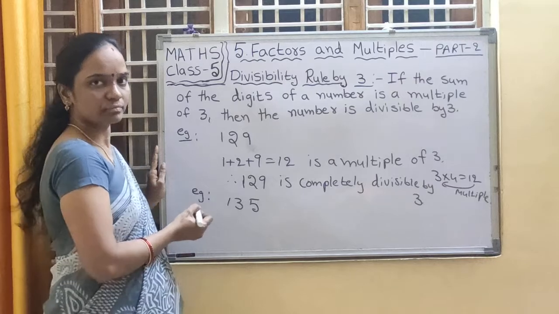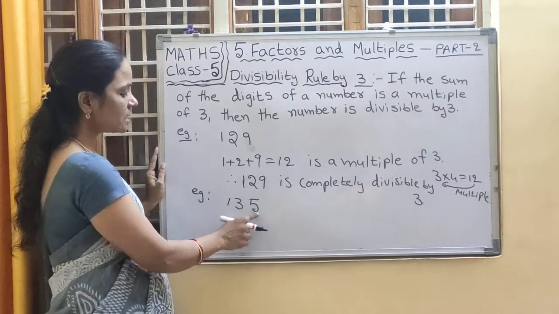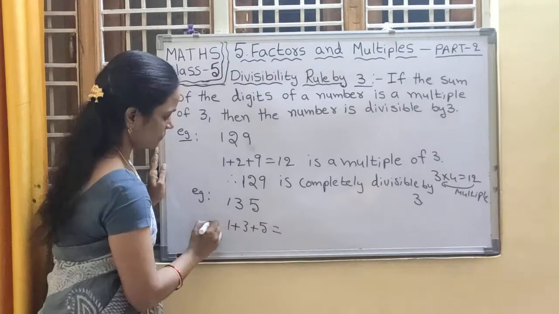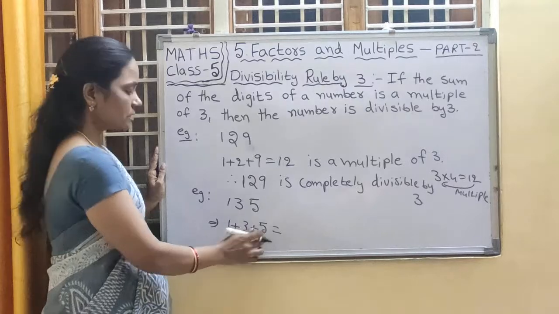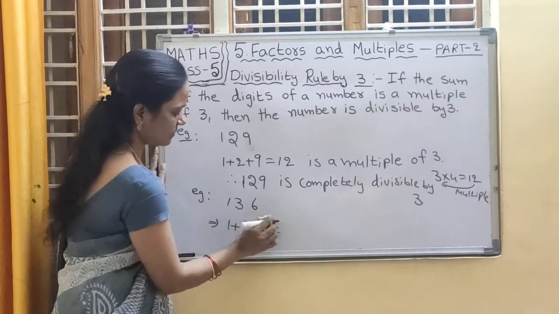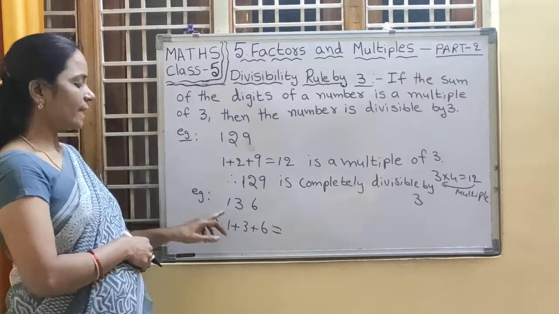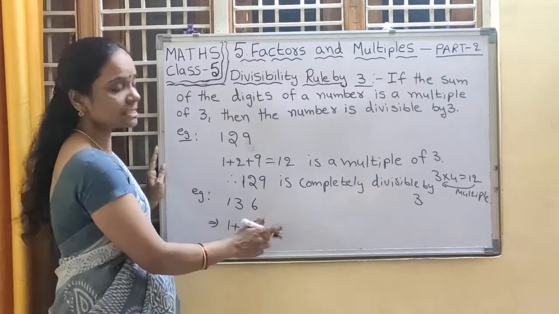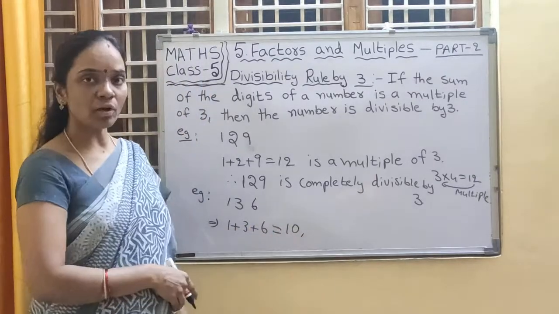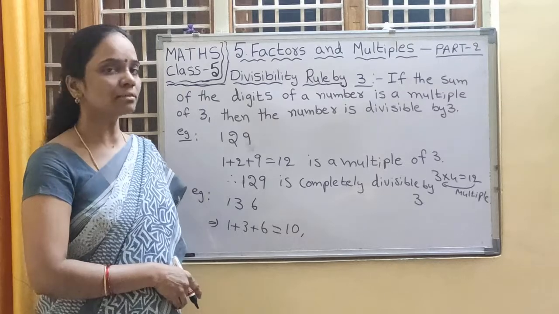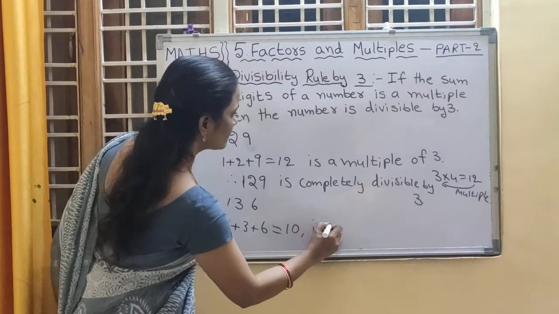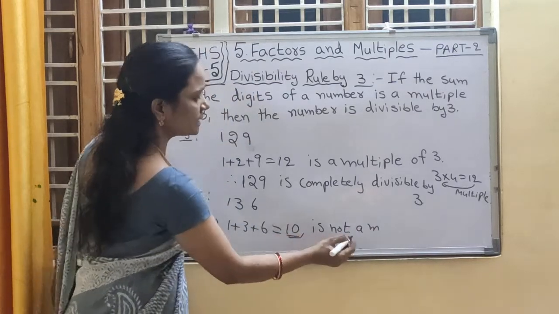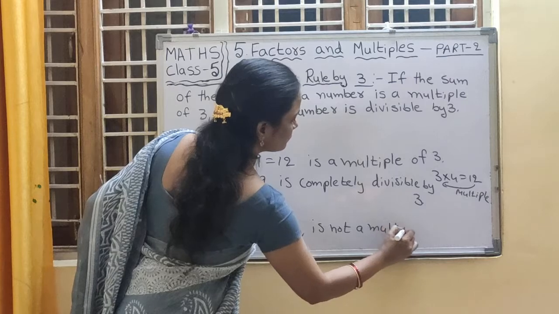135. Now what we have to do? We have to add all these digits: 1 plus 3 plus 5. 1 plus 3 is 4. Sorry, I am taking 136 for example. Now add all these digits: 1 plus 3 plus 6. How much, children? 1 plus 3 is 4, 4 plus 6 is 10. Is 10 a multiple of 3? In the 3 table, do you get 10, children? No. So 10 is not a multiple of 3.